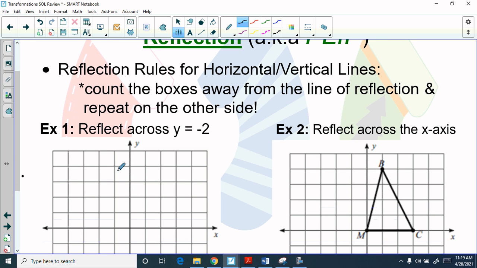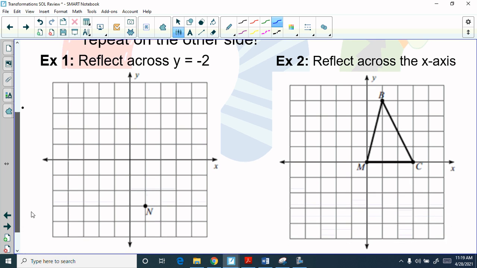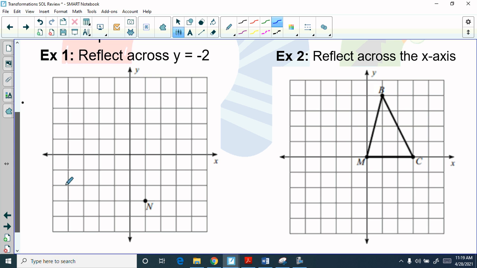A reflection is a flip. So we normally flip over either a horizontal or a vertical line. Horizontal lines are y equals a number. Vertical lines are x equals a number. So when we're reflecting across the line y equals -2, I'm going to draw in a line at -2 for my y values. And we're going to count to the line and then count that same distance away from the line. So we went 1 to the line and we're going to go 1 away from the line. And that's where we're going to put the prime.